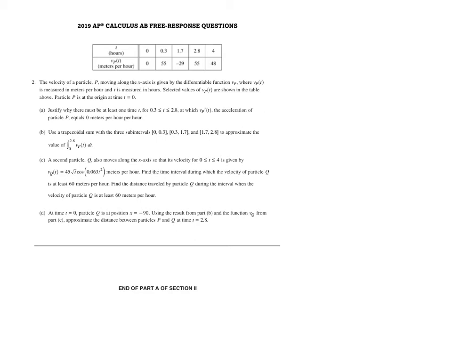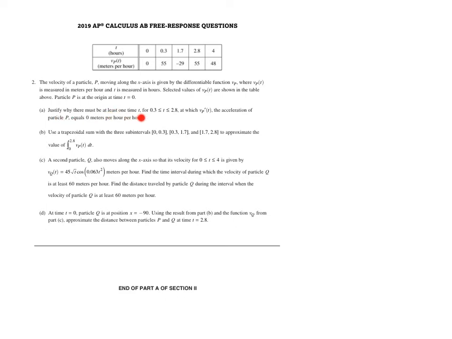All right, 2019 number 2. All right, what do we got here? The velocity of a particle moving along the x-axis is given by the differentiable function v of t, which we have a chart for up here. It's measured in meters per hour, and t is measured in hours. Selected values are shown in the table above. Particle B is at the origin at time t equals 0, so that's what we see as the origin.